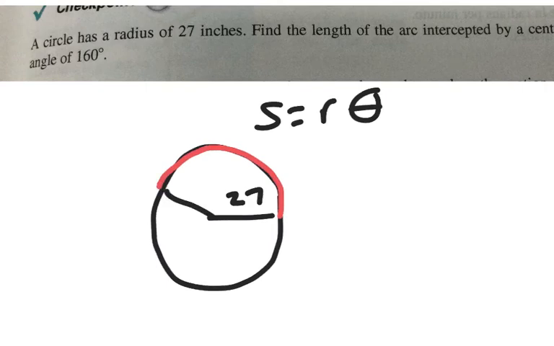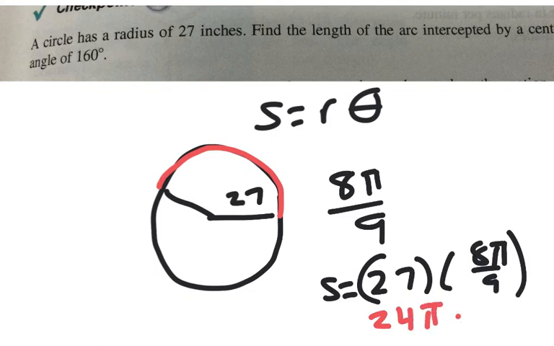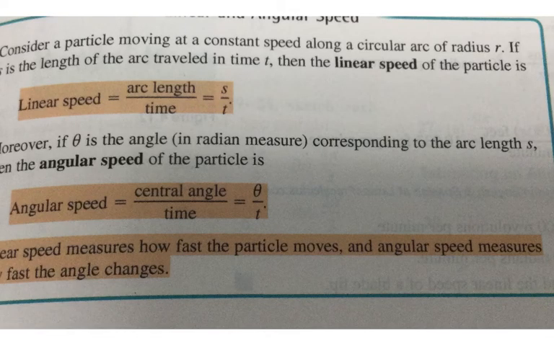So you're going to want to convert 160 degrees to radians. That would be 16 over 18, which would be 8 over 9. So in radians, that's going to be 8 pi over 9 radians. So your arc length would be 27 for the radius times 8 pi over 9 for your theta. And when you multiply those out, you should get 24 pi inches, which as a decimal is approximately 75.4 inches.